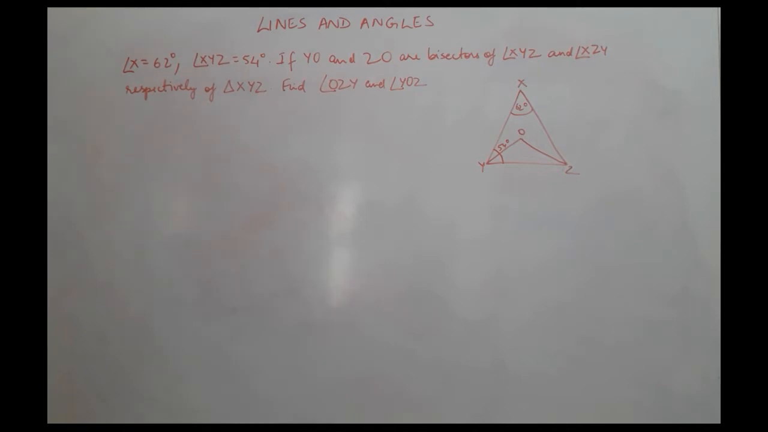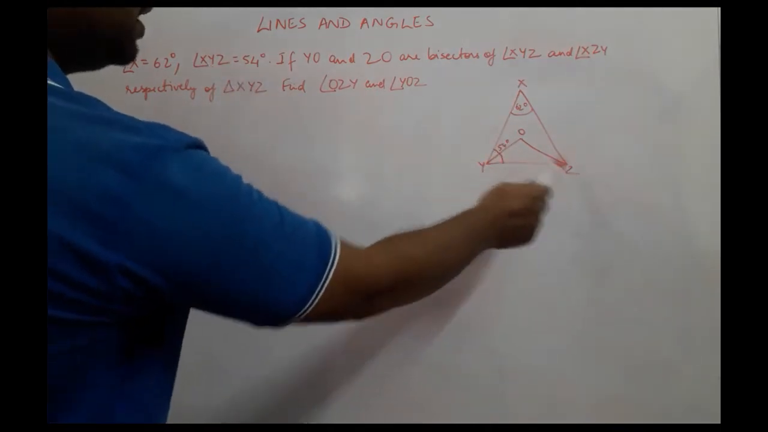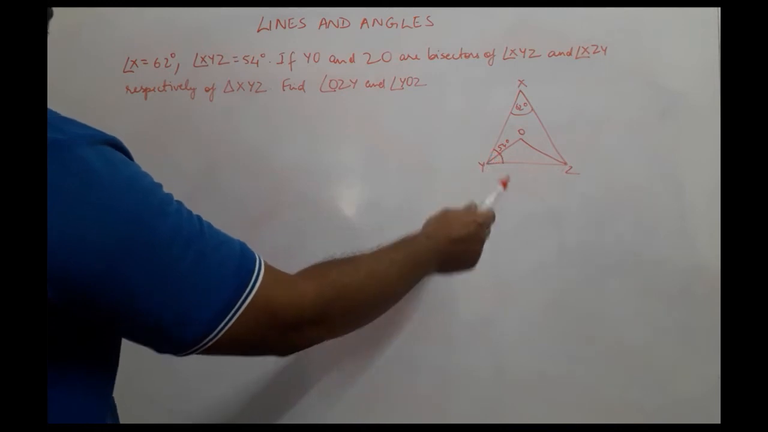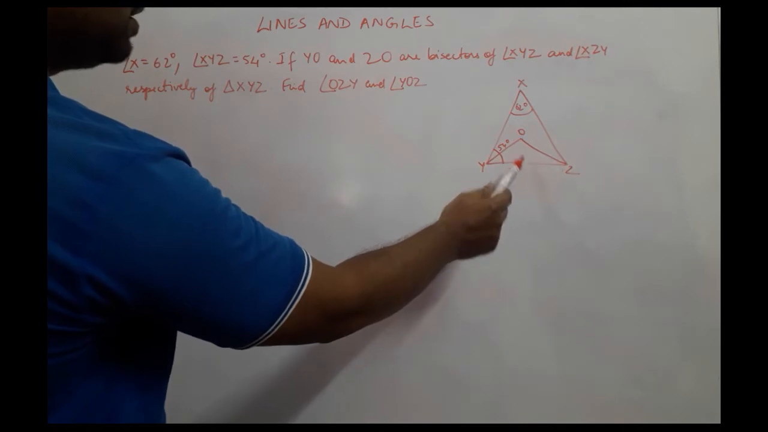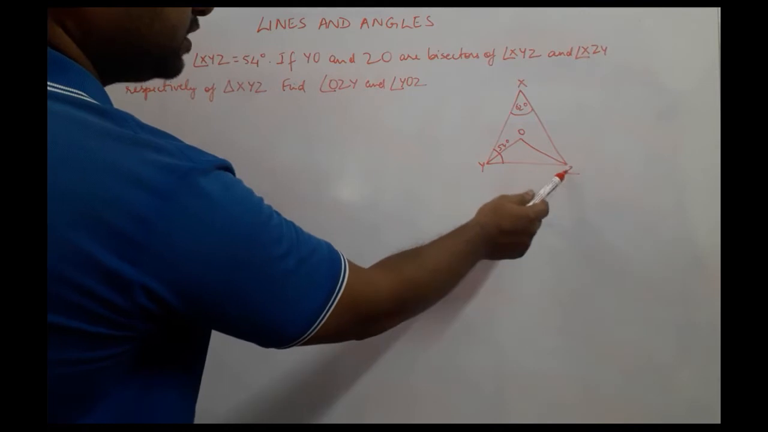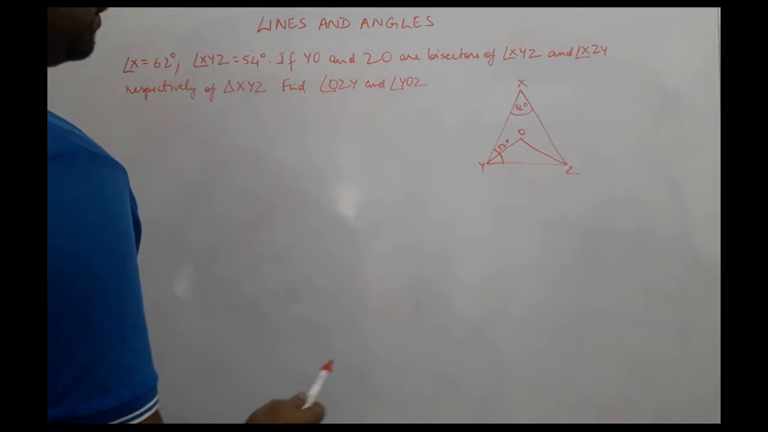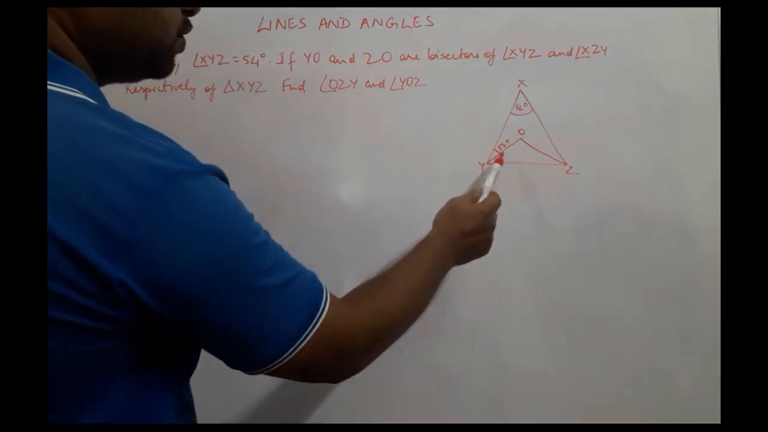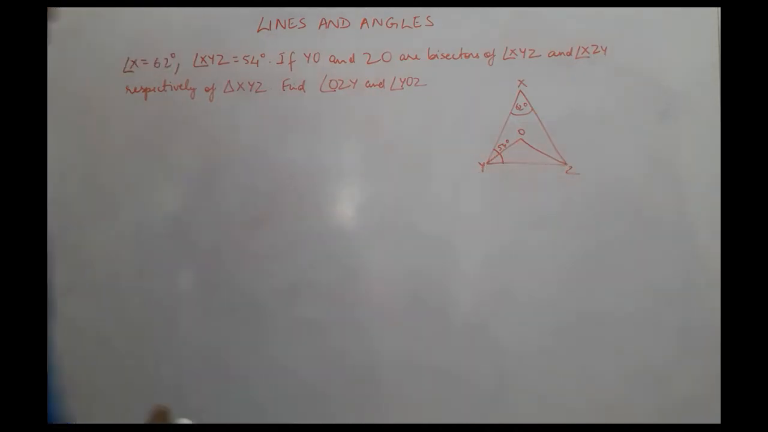Our problem says angle X is equal to 60 degrees over here. Angle XYZ is equal to 54 degrees. If YO and ZO are bisectors, that means YO is the bisector of angle XYZ and ZO is the angle bisector of angle XZY. We need to find angle OZY and angle YOZ.